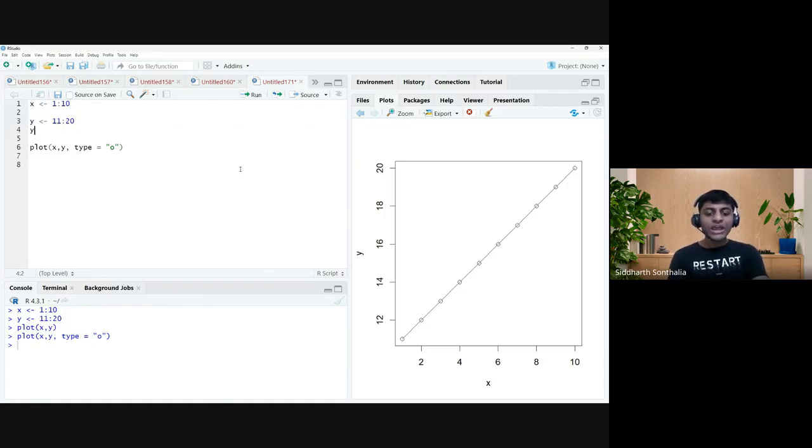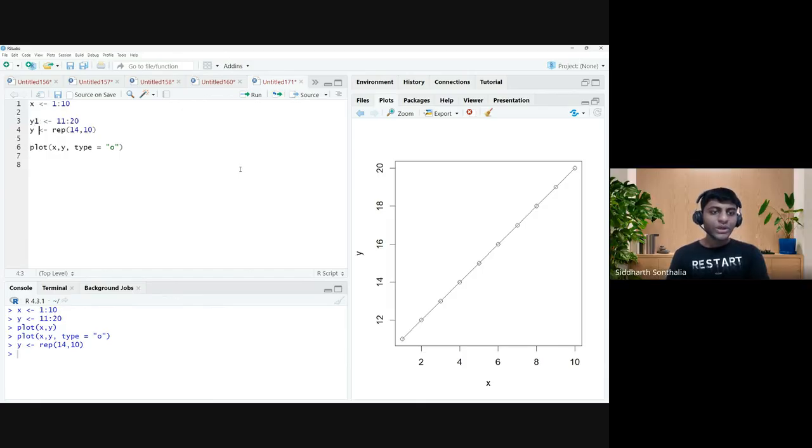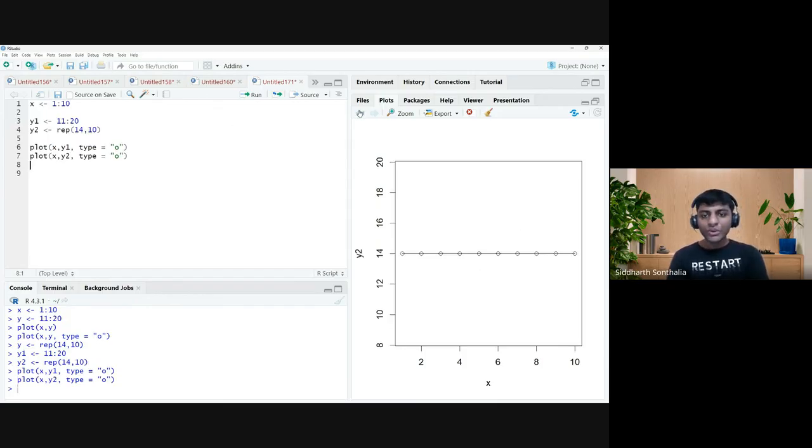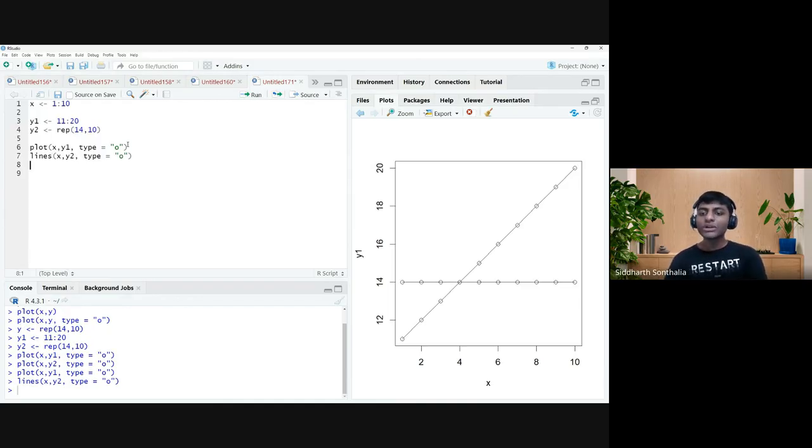Now, if I want to overplot on the same graph, there can be two things. I have a different y coordinate, say y2, which is rep of 12 for 10 times. Rep is your repeat function. So I did y1, and this is y2. One scenario is where you plot this as a fresh graph, so you have two graphs, one which has this, one which has this. The other thing is I can use the lines function instead of plot, which means I'm overplotting on the same graph. So on the same graph now you get two lines.